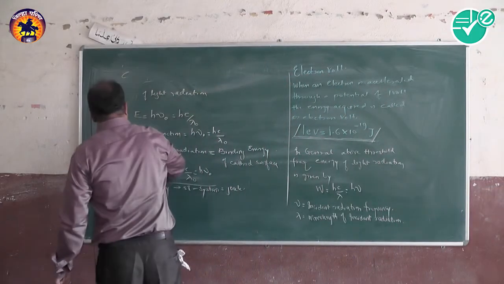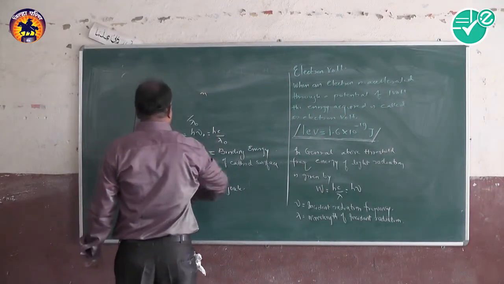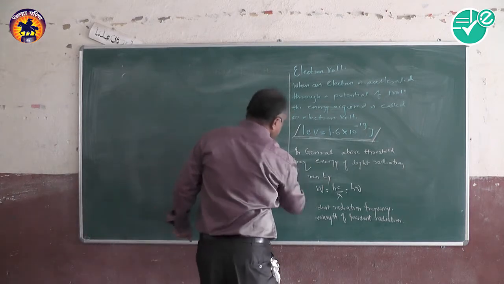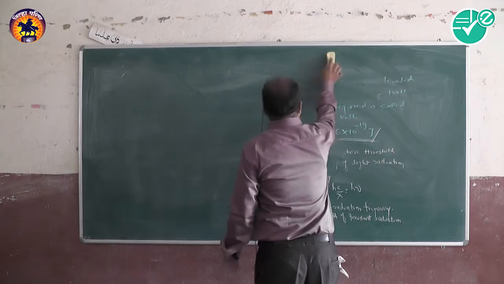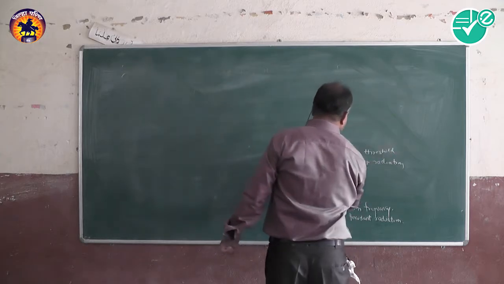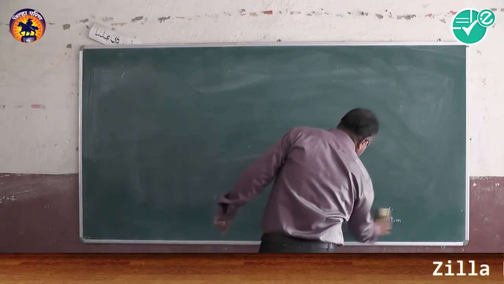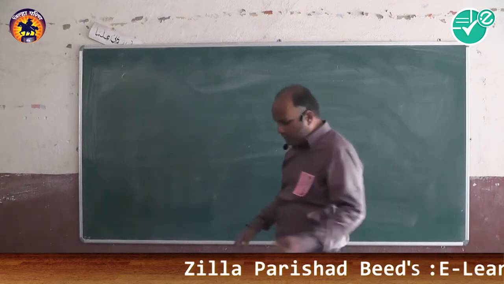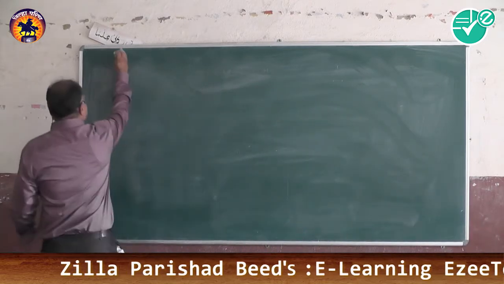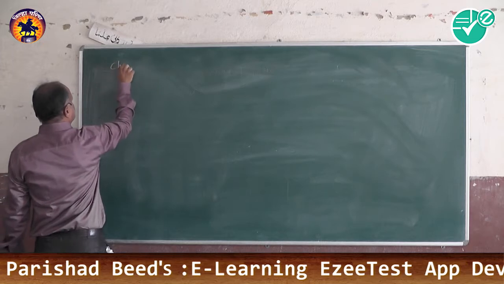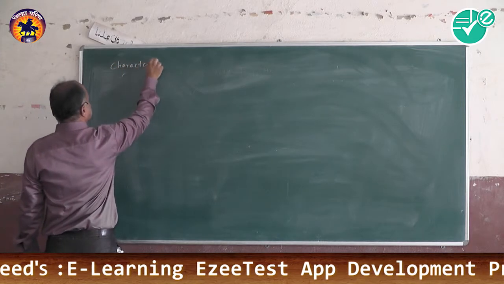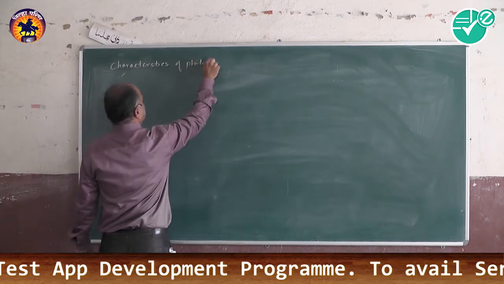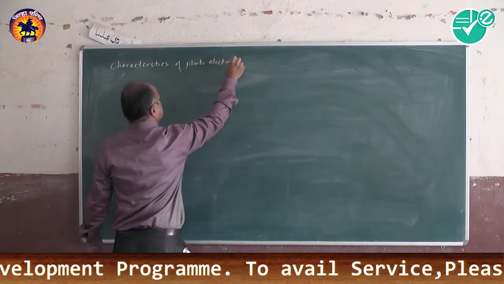So yesterday we have seen the effect of frequency on the emission of photoelectrons. Two other characteristics remain. So we were going through the characteristics of photo emission, the photoelectric effect.